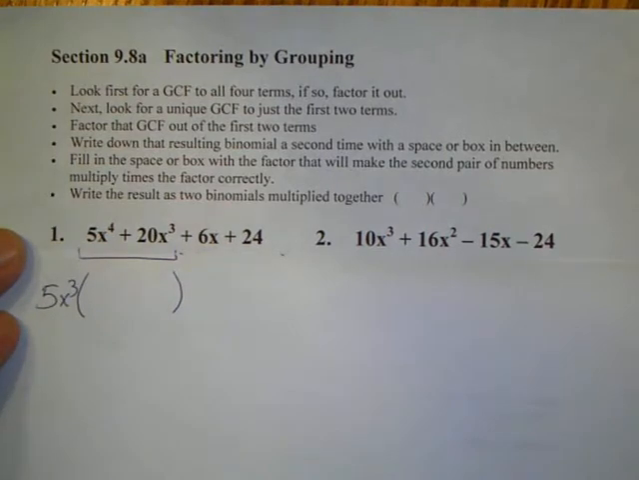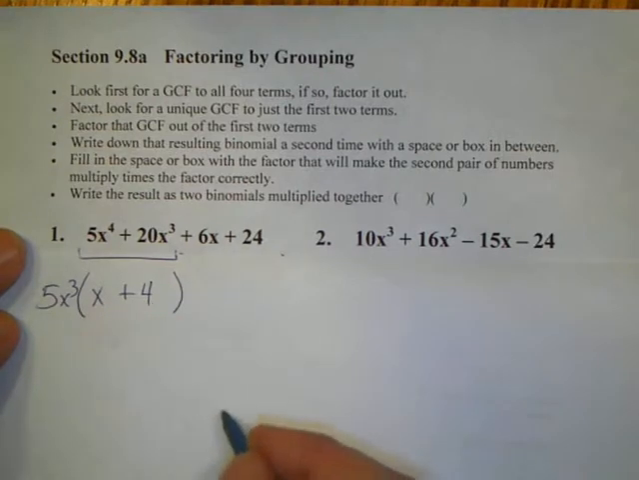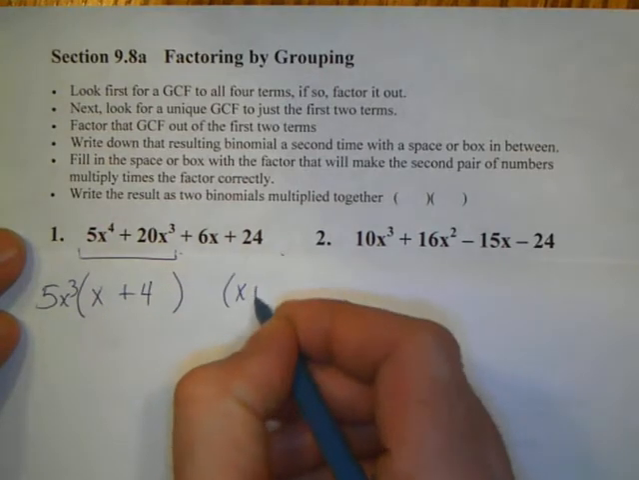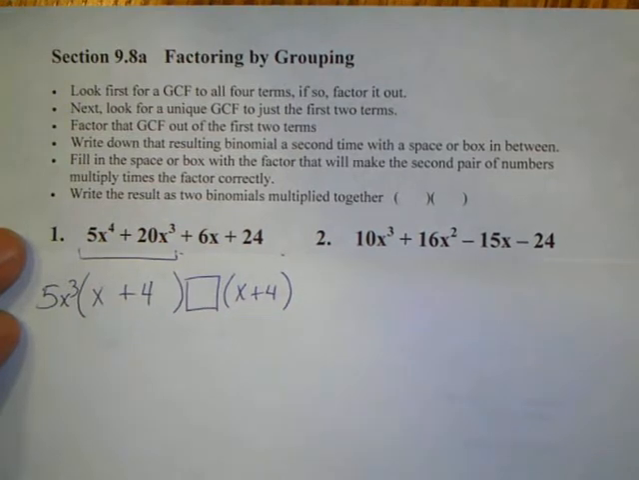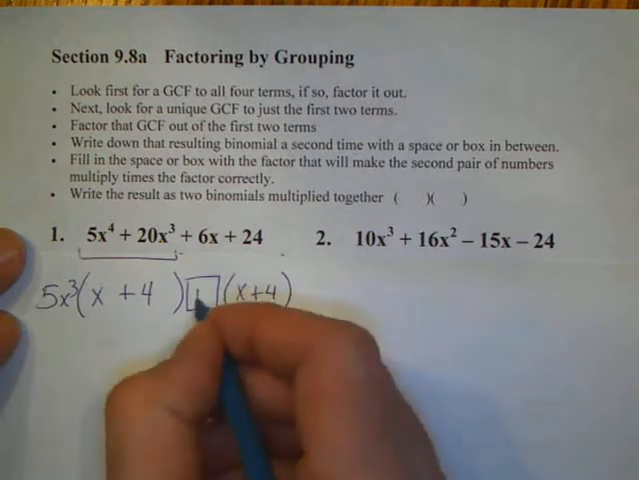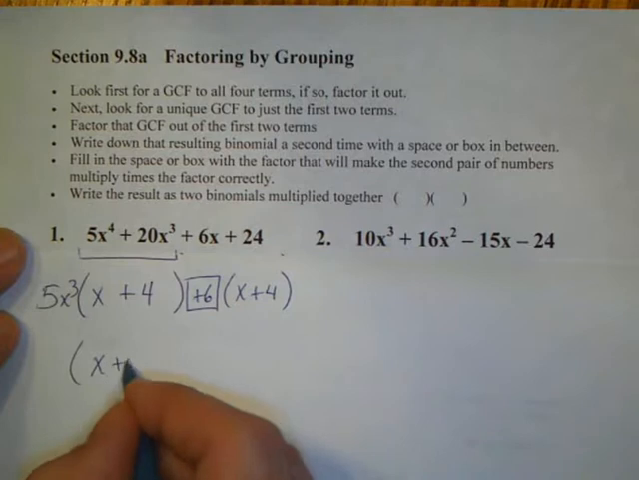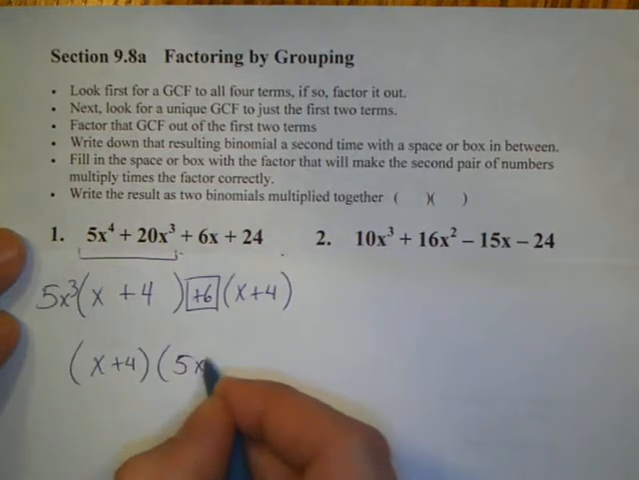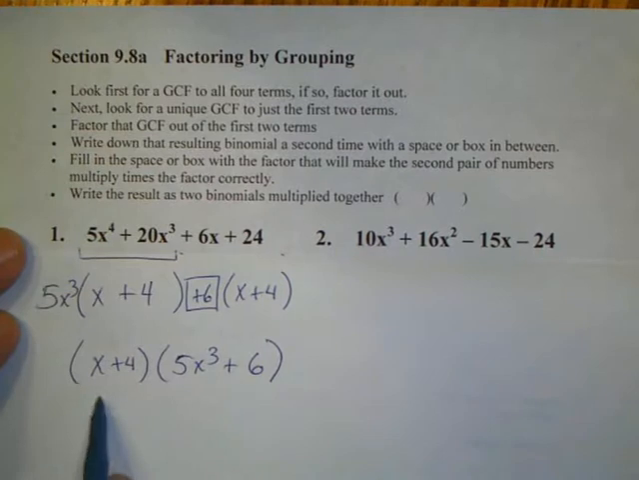Then, times that 5x cubed, we say 5x cubed times what is 5x to the fourth? Well, obviously that's x. And then 5x cubed times what is 20x cubed? Obviously that's a plus 4. We now write our x plus 4 at the back half, and we put it in our box. And we say to ourselves, 24 divided by 4 is what? Well, that's a positive 6, and that goes in our box. We now have our final factors of x plus 4 times 5x cubed plus 6.